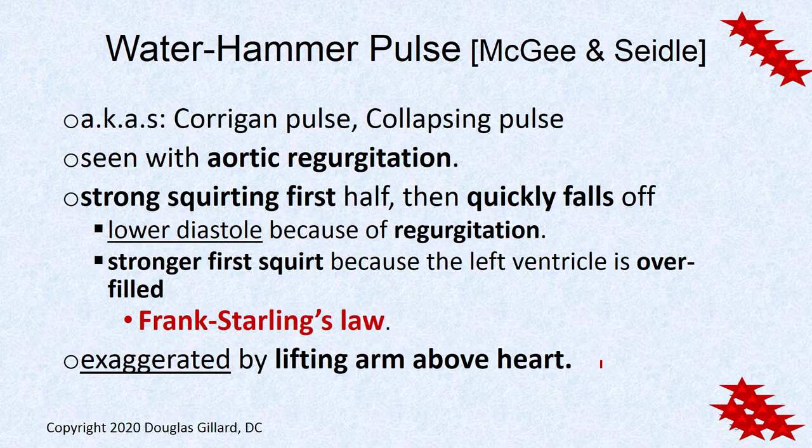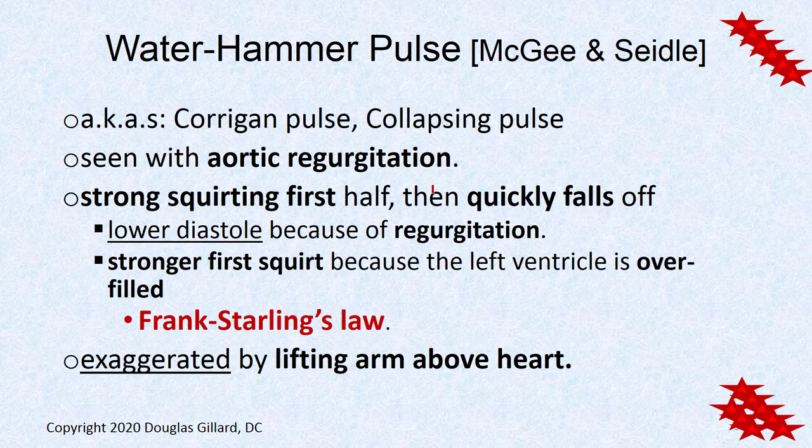It's seen only in aortic regurgitation. And the problem is because of Frank-Starling's law. We said when the left ventricle gets overfilled with blood, like it is all the time in aortic regurgitation, you get a huge blast of blood out of there, and you can feel a pulse. They say the pulse feels like, you ever feel when you're doing the cutoff pressure for the brachial artery, you can feel the pulse squirting, or when you push down and let the blood back up and slowly release the pressure, and you feel a couple of big pulses, big blasts of blood. That's what a water hammer pulse feels like.